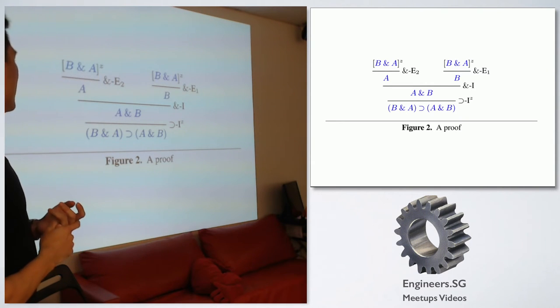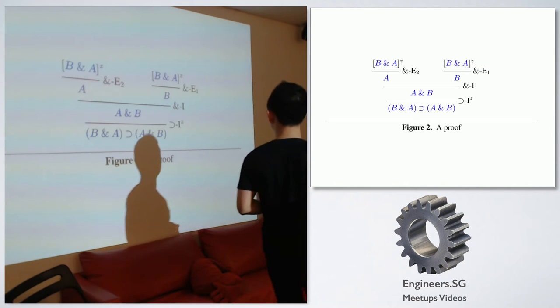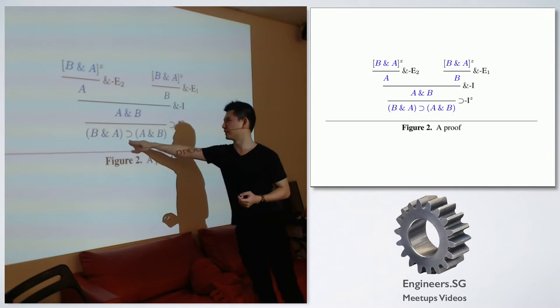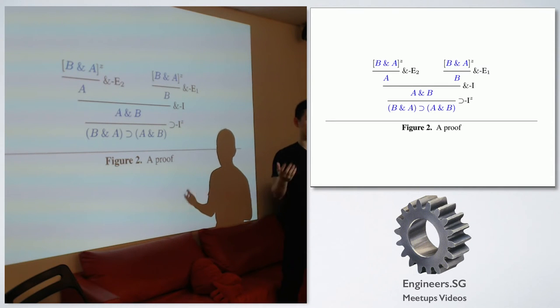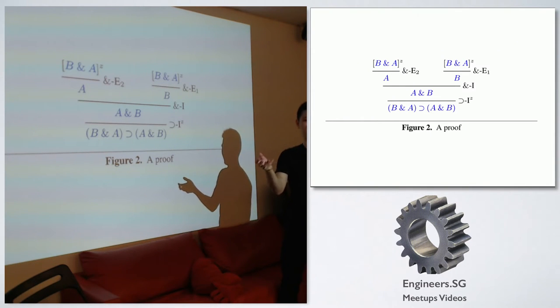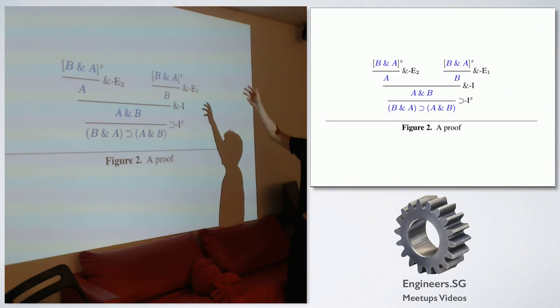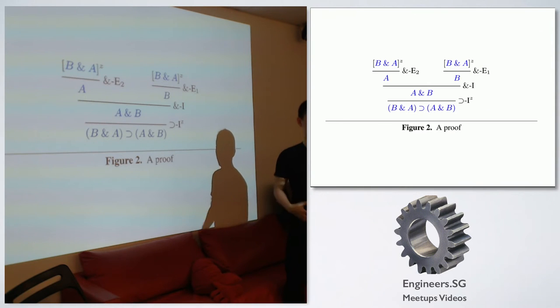So this is an example of a simple proof: how you work out the idea that the formula B and A implies A and B. To most people it seems pretty obvious that if you have B and A, it should imply A and B. But in order to formalize it, we have to write down a proof. A proof is basically a combination of different axioms put together. It's kind of like Lego.